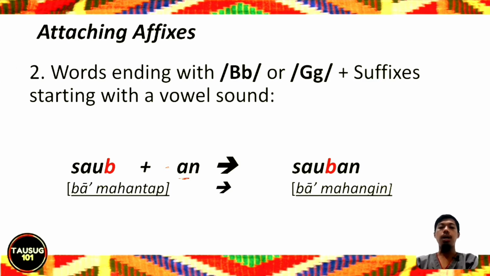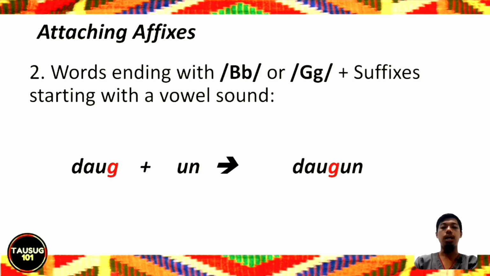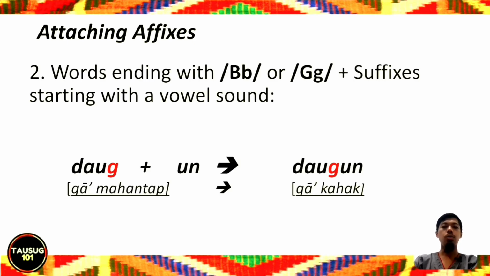Again, the ba in the first example, saub, assumes the ba mahantap sound because it is at the end of the word. But when we attach a suffix like an, starting with a vowel sound, the ba here now assumes the ba mahangin sound because it is now in between two vowel sounds. So we read this as saowan, and not sauban. Same with letter ga, daug.